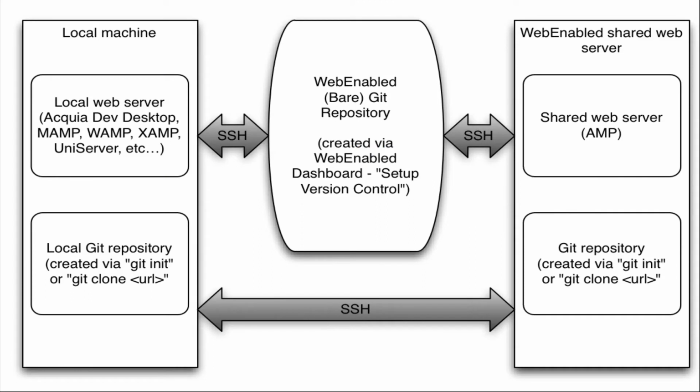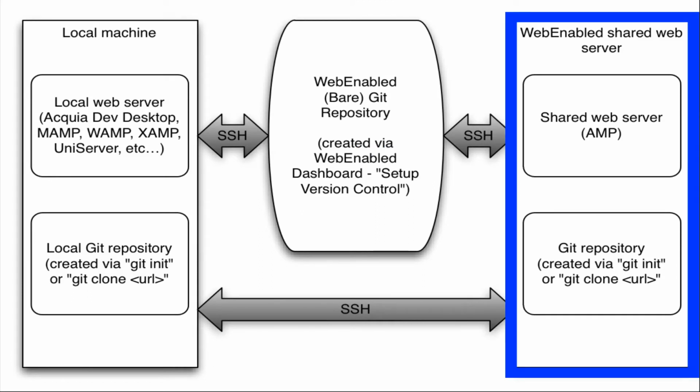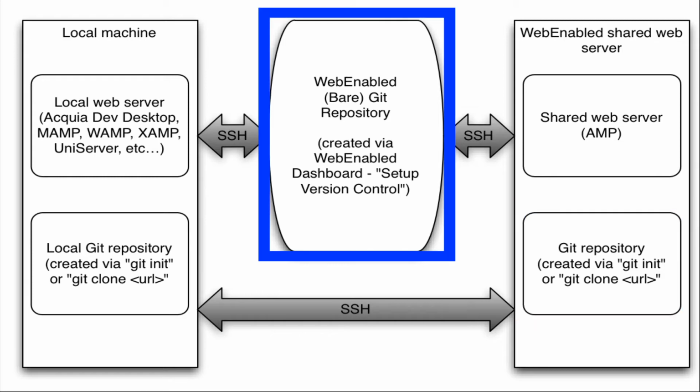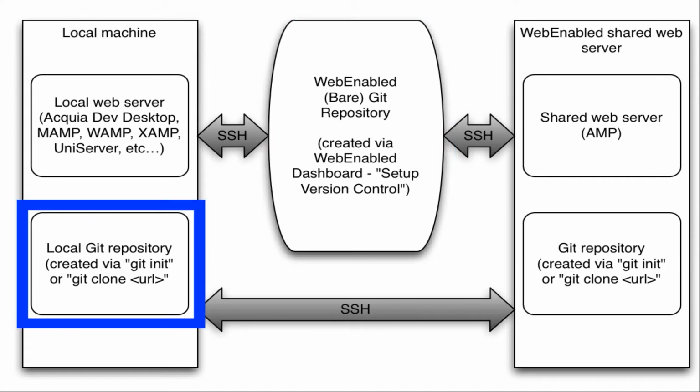So what did we do? We had a site all set up on our WebEnabled shared web server. We created a repository, and then we used the git remote add command to link our local repository here with our WebEnabled version control, not shared repository, but main repository here. And then we used git clone on our local machine to copy this repository back down here.